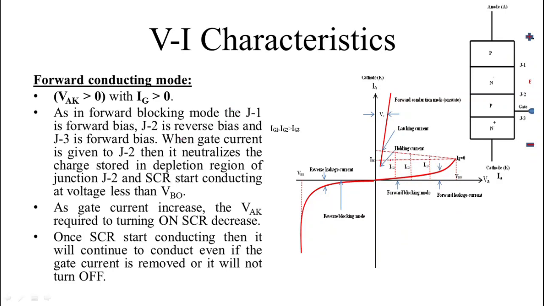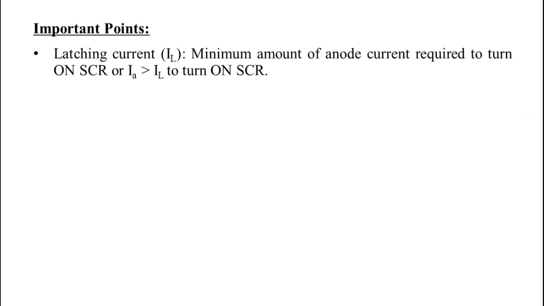Now I will tell you a very important concept, that is the concept of latching and holding current. Here in this characteristic, this is my latching current and this is holding current. And we can clearly see that latching current is greater than holding current. Now what is latching current? Latching current is the minimum amount of anode current that is required to turn on SCR. Or we can say that anode current must be greater than latching current to make the SCR turn on.